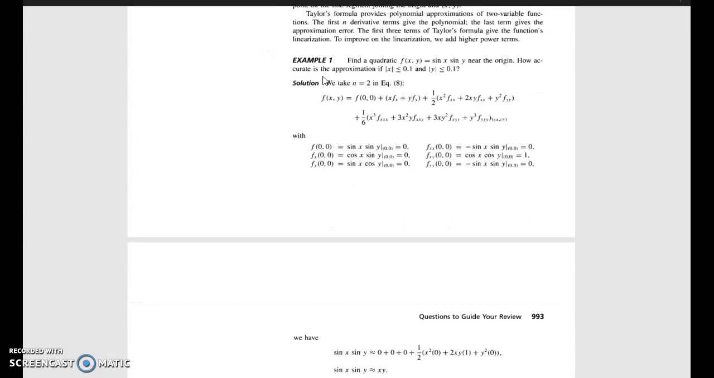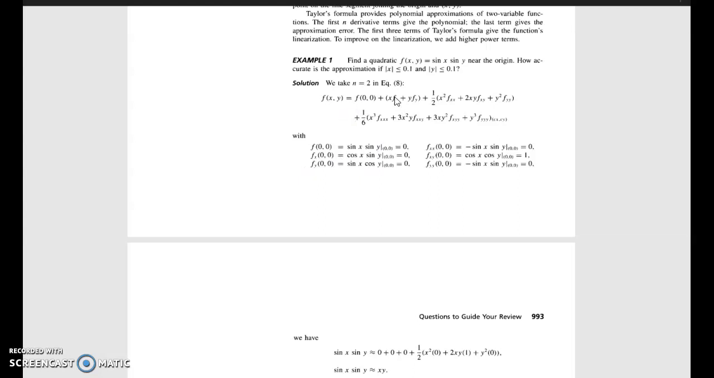Next, consider this example. Find the quadratic approximation of f of x, y equals sin x sin y near the origin. How accurate is the approximation if mod x is less than or equal to 0.1 and mod y is less than or equal to 0.1? First of all, we have to find the Taylor's approximation. This is the Taylor's approximation at the origin.